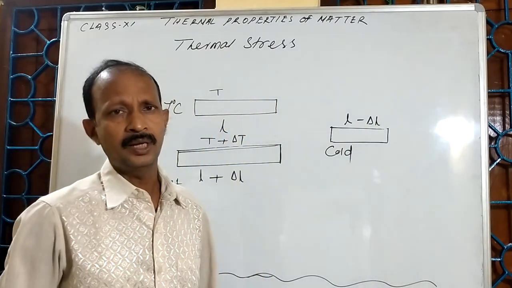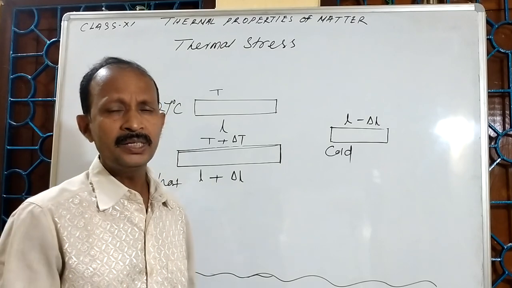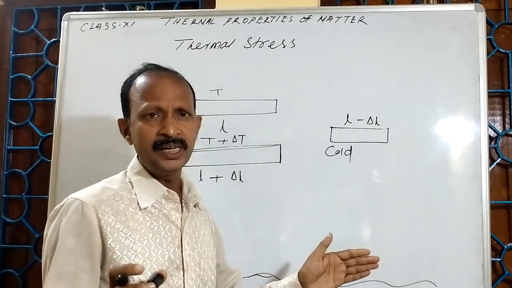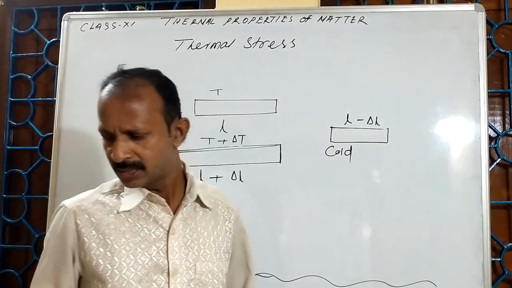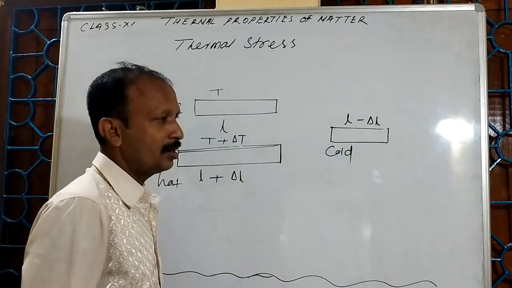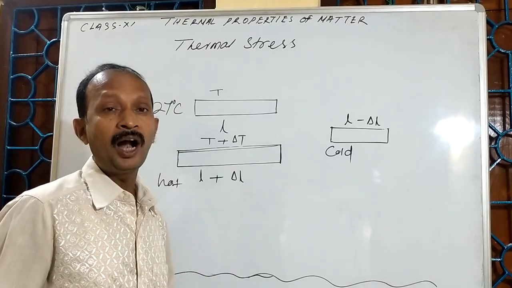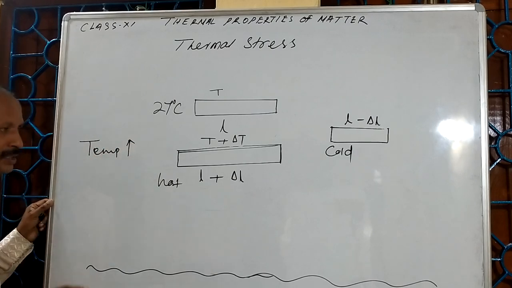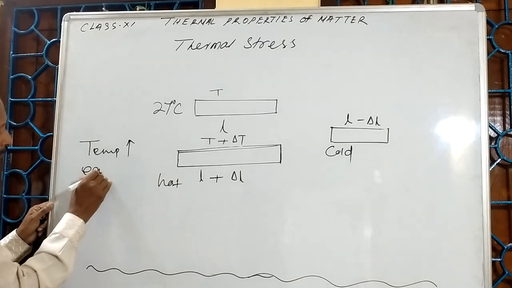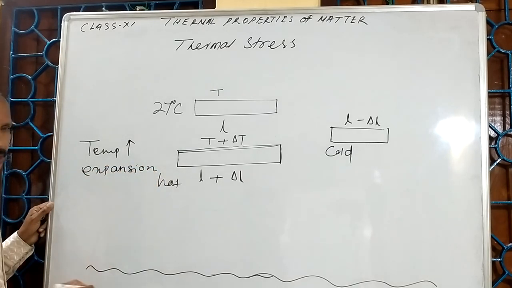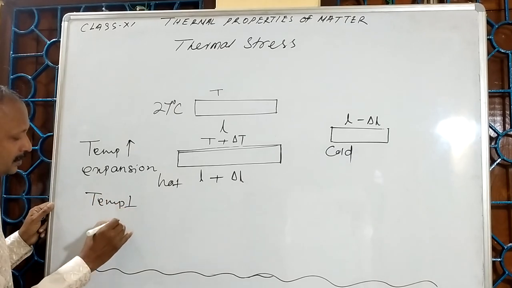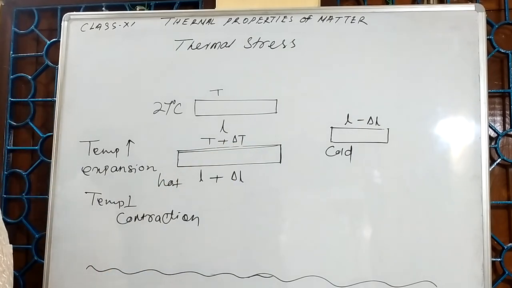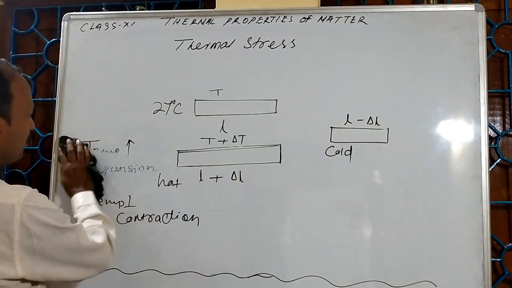That means, in this case, whenever its temperature is changing, its length is also changing. Whenever the temperature is increasing, its length is increasing. When the temperature is decreasing, its length is decreasing. So, in this condition, there is a free expansion and free contraction. Whenever the temperature is increasing, expansion is taking place. If the temperature is decreasing, there is a contraction. But these things are happening freely. Now, some restriction I am going to apply here.